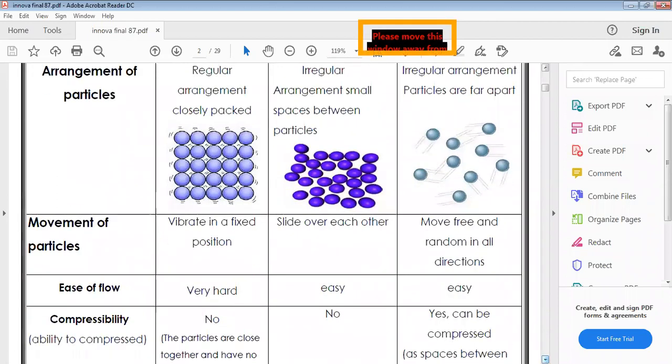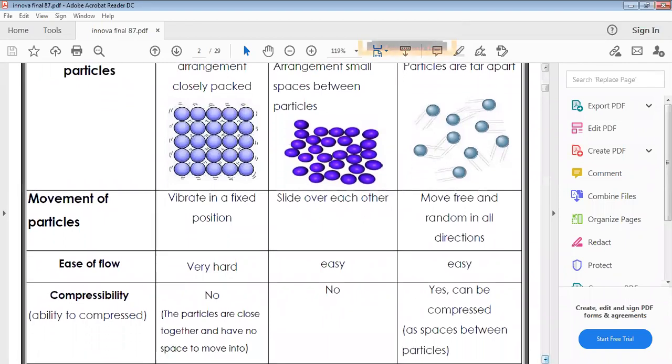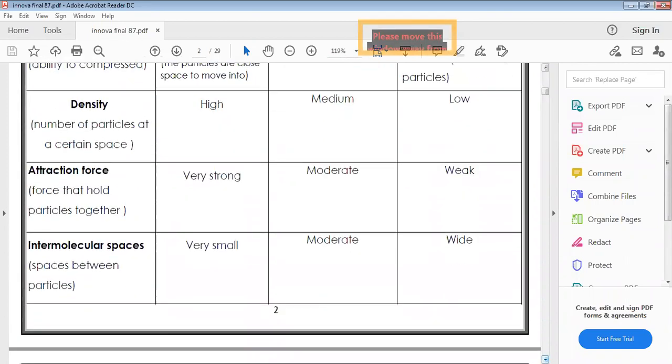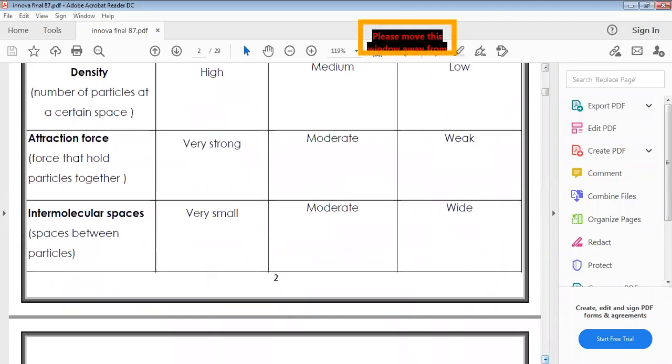Now what about the spaces between the particles? Here, is there space between the particles? No. It's going to be negligible, meaning there's no space. What about the liquid? Are there spaces between the particles? Yes, a small space between the particles. What about the gas? Are there spaces between the particles? Yes, there are large spaces between the particles. So we talked about the attraction force, intermolecular space, and the density, the shape and the volume.